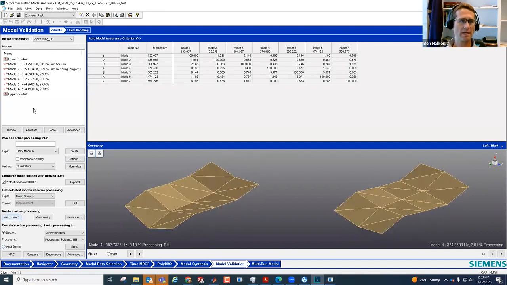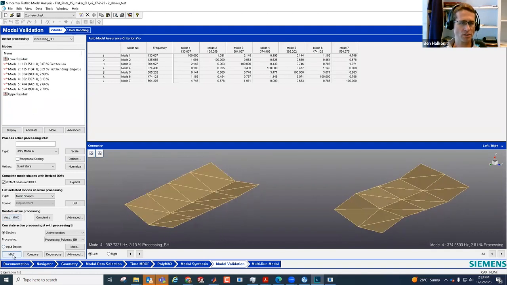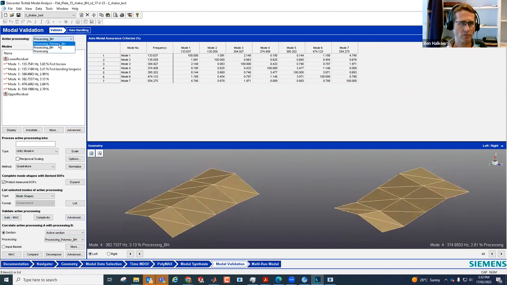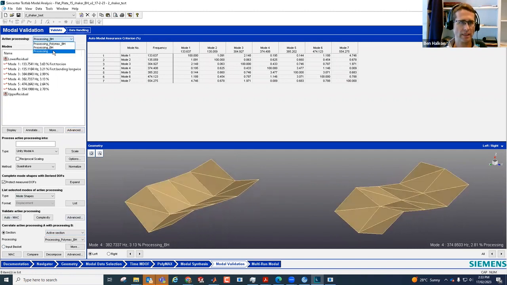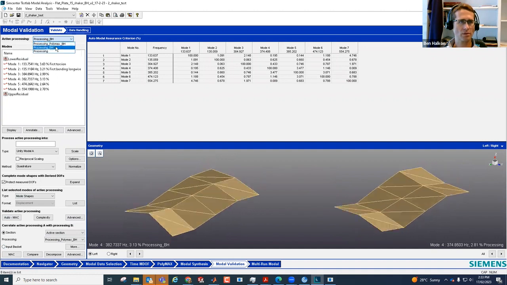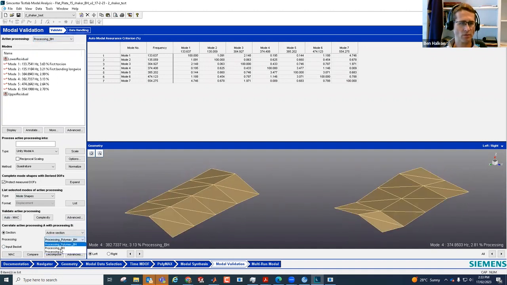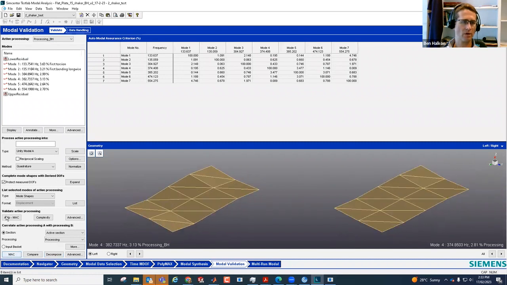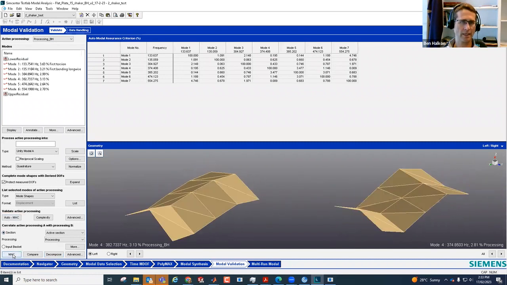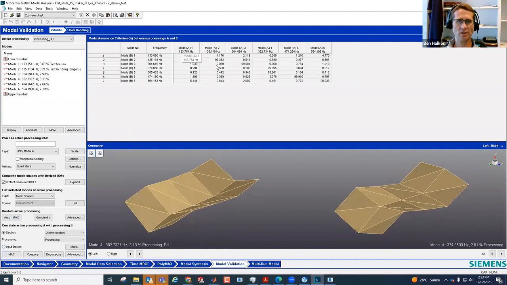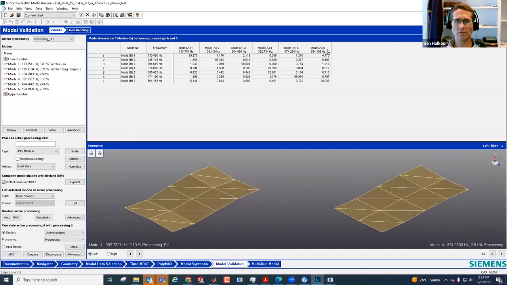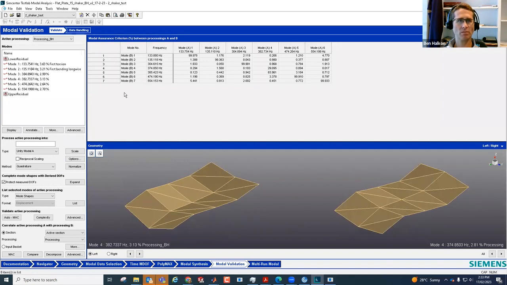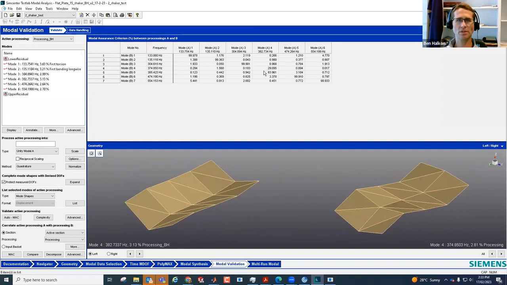Instead of an AutoMAC, we do a modal assurance criterion between what's being viewed here. So we'll choose this one, and the original processing from the project. So rather than doing an AutoMAC looking at it against itself, we're comparing one against the other now. And so I only have 6 modes across the top. That's my processing, and the original processing included with the project has 7 modes.